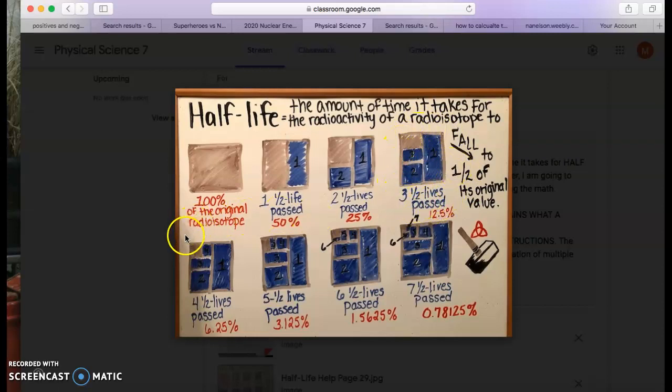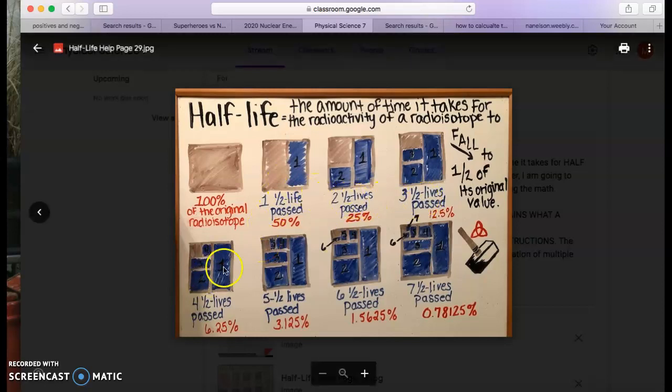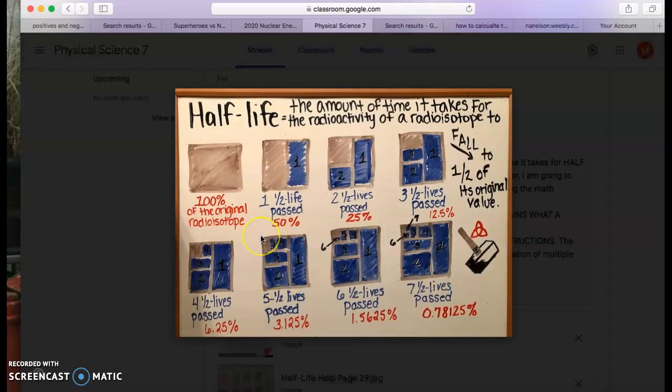We're going to take that 32 grams and we're going to divide it in half again. Now we only have 16 grams. And you can kind of see a pattern here. We're going to take that 16 grams and we're going to divide it in half again. Okay? Now we only have 3.125% of the material. That means we only have 8 grams left. So after 1, 2, 3, 4, 5 half-lives, we only have 8 grams.